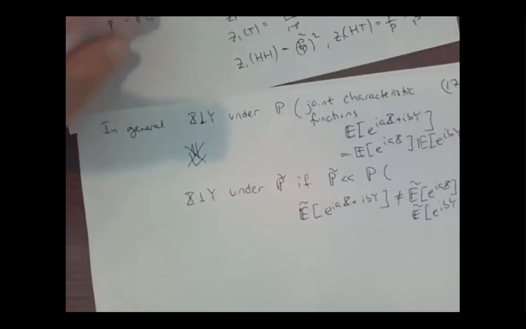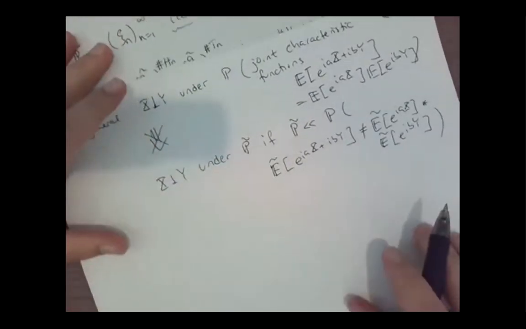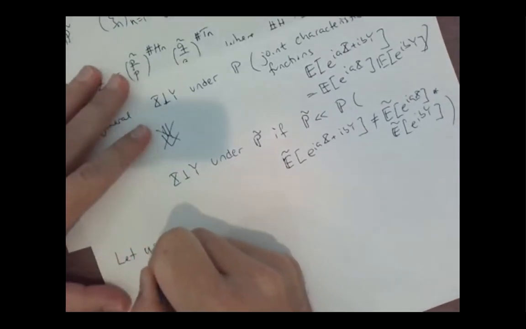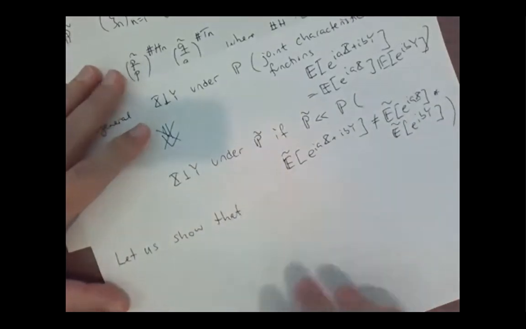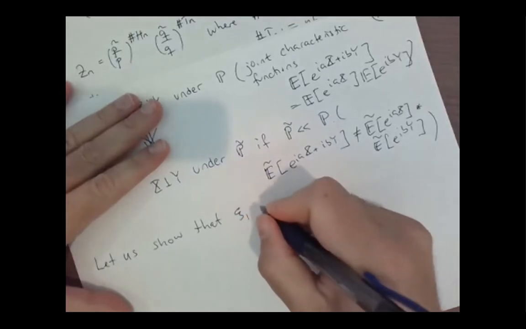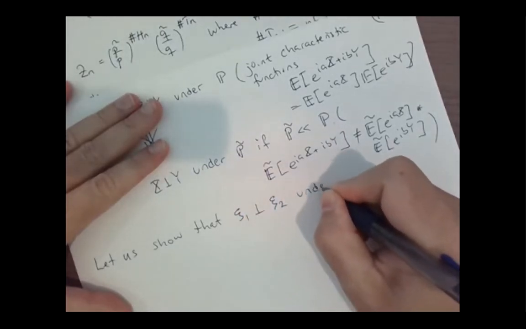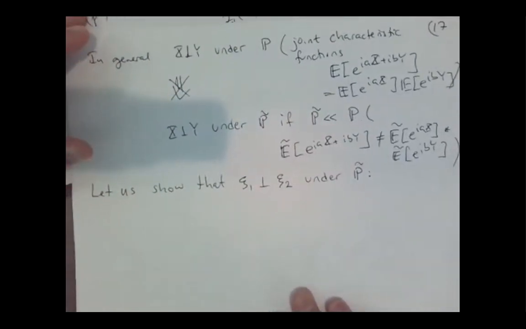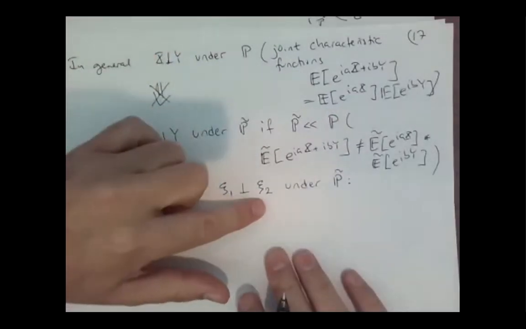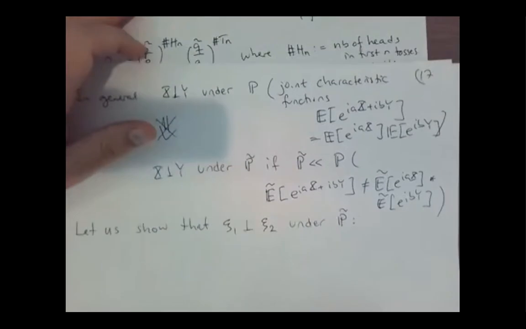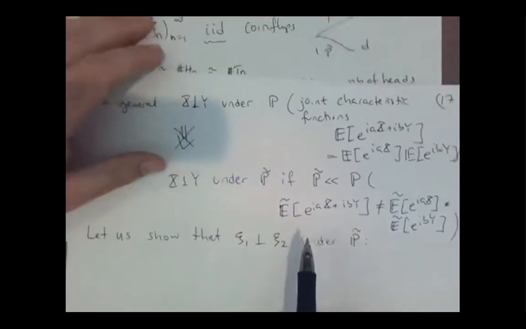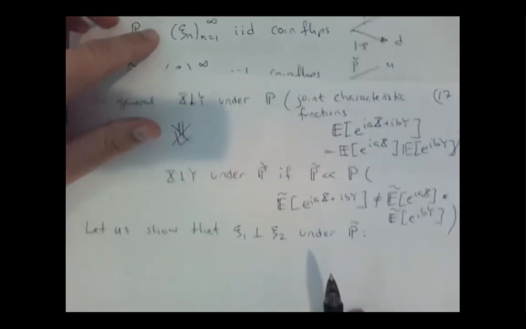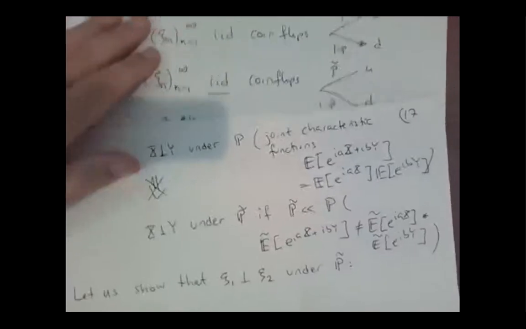So let me try to show that in our setting this actually works. So let us show that psi 1 is independent of psi 2 under this measure P tilde. We have to prove that the entire sequence is, so I'm just going to do a simple case. And then if you want to try to generalize it, you can do that yourself. Let us prove that these coin tosses are indeed also independent under P tilde, and they're given to be independent under P. Okay, so the way that it goes is through this lemma we just proved.